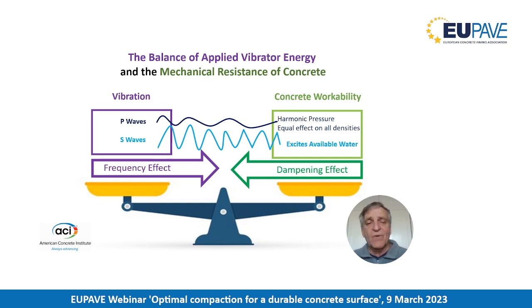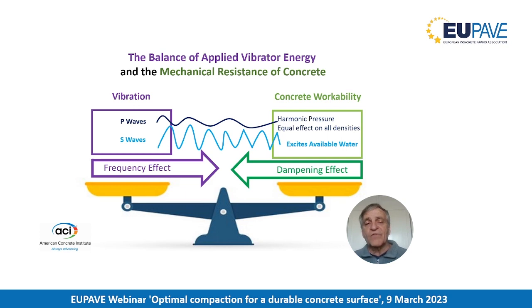You're putting in P waves and S waves coming from the same vibrator head. The harmonic pressure coming from the P waves is extruding concrete out the back of the paving machine, while the S waves excite the available water, and that works as a lubricant so you can extrude the concrete out. So frequency is allowing for that lubrication, as the off-center weight, or how much force you're putting into it, and the harmonic pressure is actually doing the extruding and the consolidating.